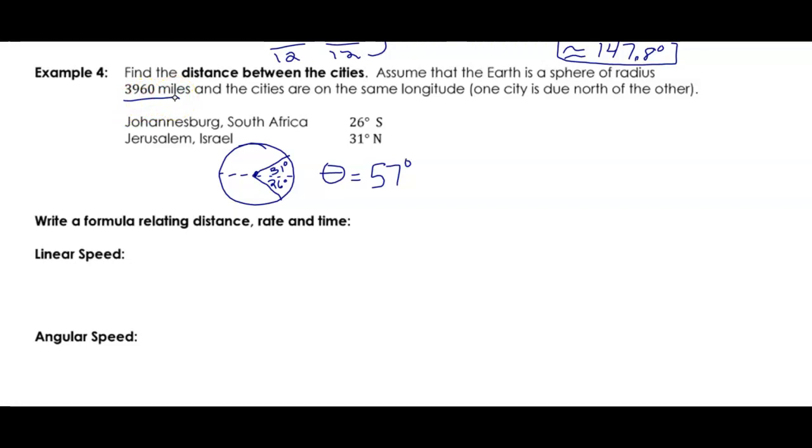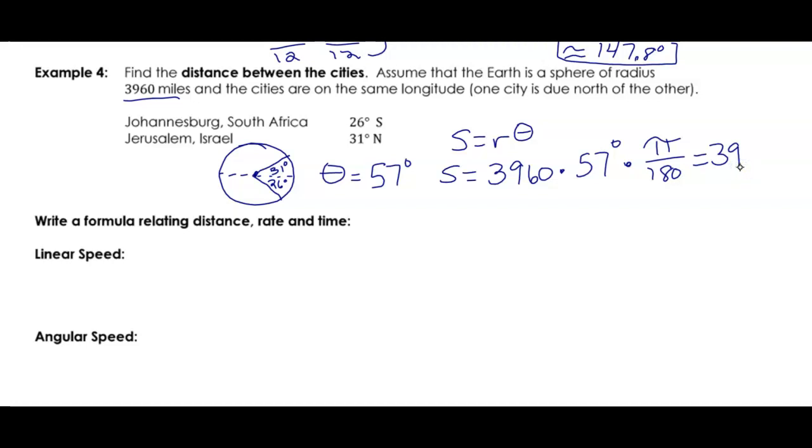So again, we need to make sure we put this into radian, but you can kind of do that all at once in the formula if you want. So we can do our S equals R theta. So S equals R, which is 3960, times our theta, which is 57 degrees. Putting that in the correct unit, we're going to have to multiply by pi over 180. And then all you got to do is punch that in your calculator, and you get approximately 3,939.56. And then that'll be in miles because the radius was given in miles.